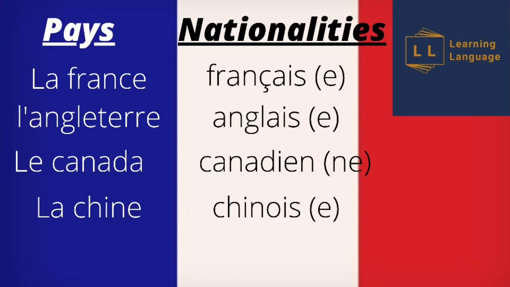Okay, L'Angleterre, Anglais, Anglaise. Le Canada, Canadien, Canadienne. We have gone through this in the norm section: when you have something ending in IEN, then add an extra NE to it. Okay. La Chine, chinois, chinoise. So first I'm telling the masculine form of it, then the feminine form.